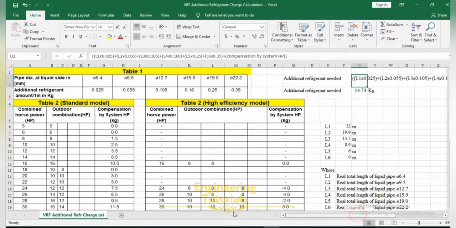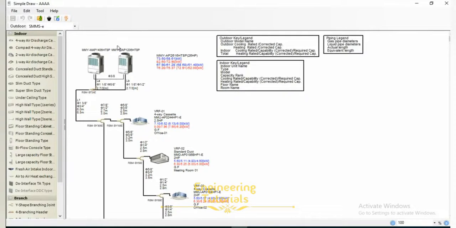Since we have selected a 26 horsepower system here, as you can see over here, the outdoor unit is 26 horsepower, and it's broken down into two outdoor units, that is 14 horsepower and 12 horsepower.